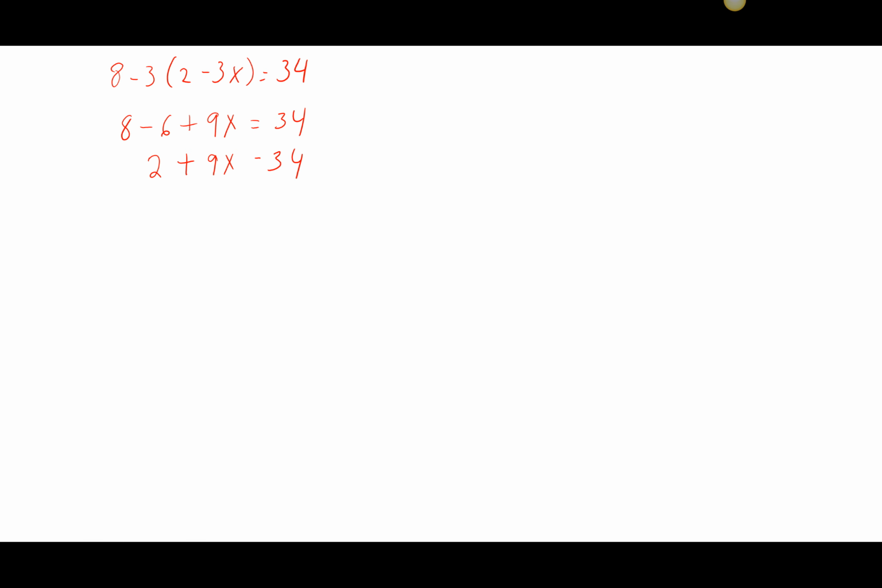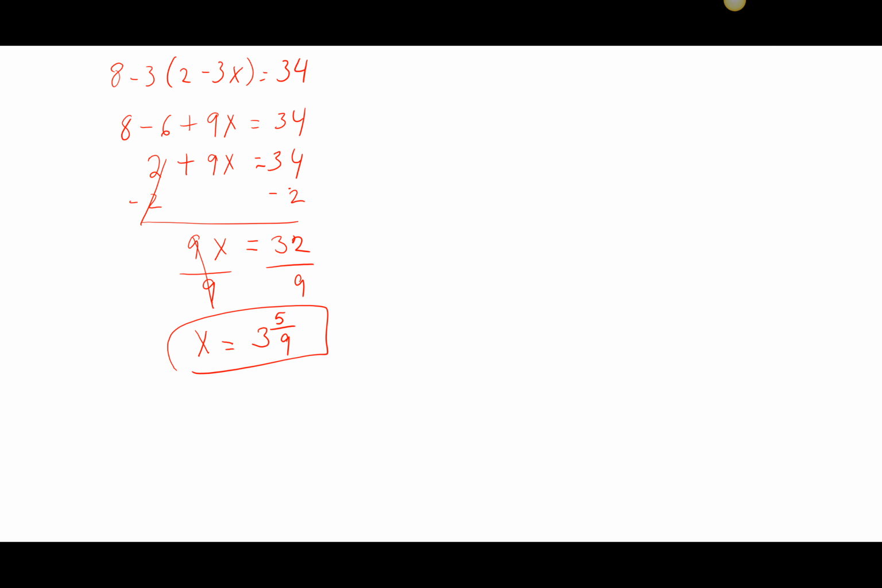And again, we want to get this x by itself. So we're going to subtract 2 from both sides. That's going away. So we got 9x equals 32. So we're going to divide both sides by 9. Now notice we got a fraction form here because 9 won't go into 32 evenly. So let's just make this into a mixed number. 9 will go into 32 3 times with 5 left. So it's going to be 3 and 5/9. Okay? So just take your time, get it all together, and you'll do great.